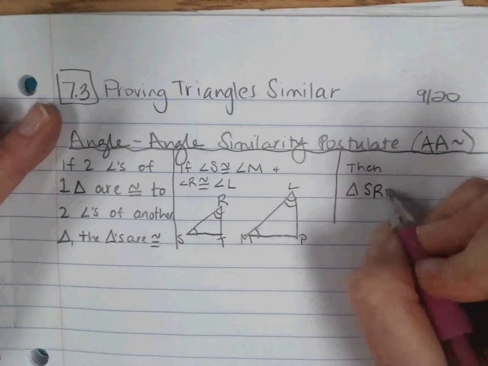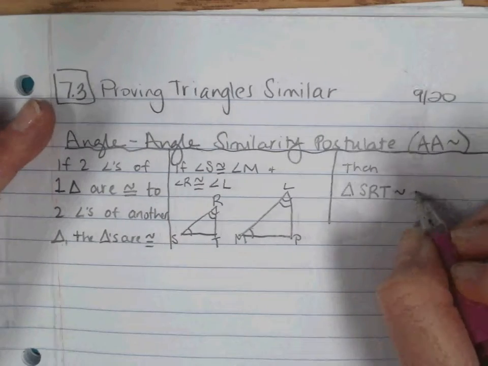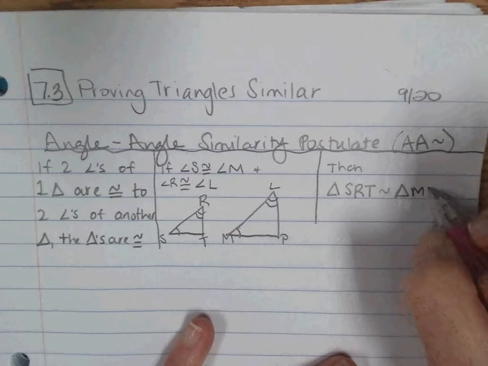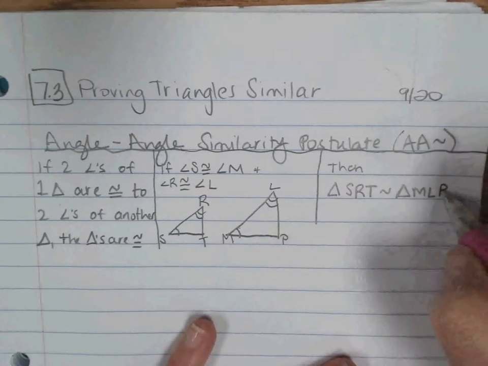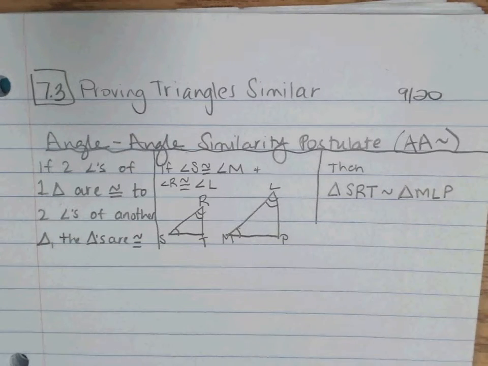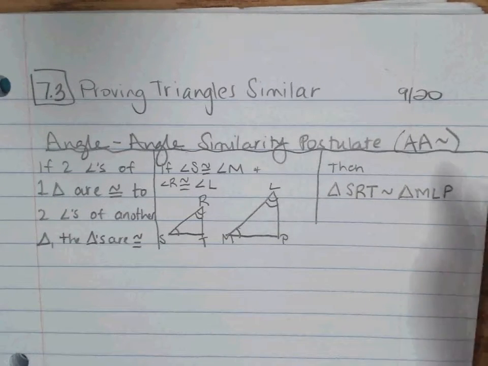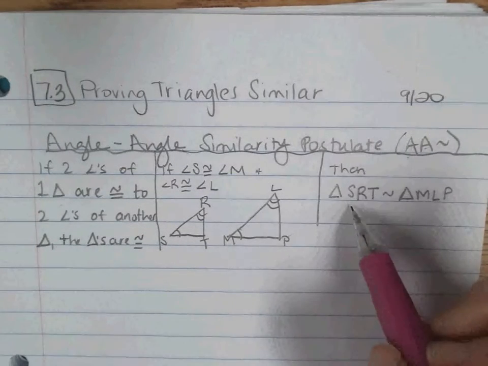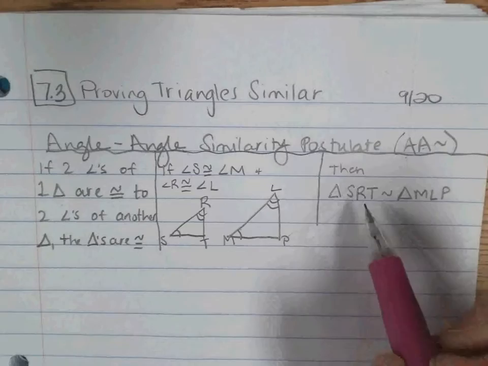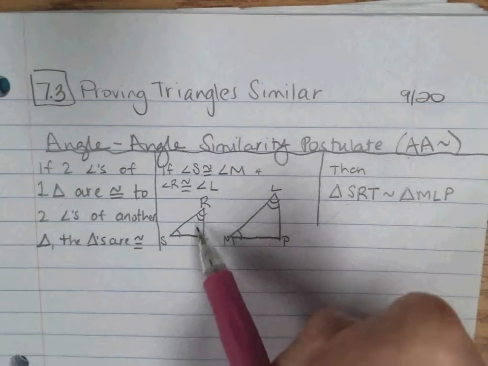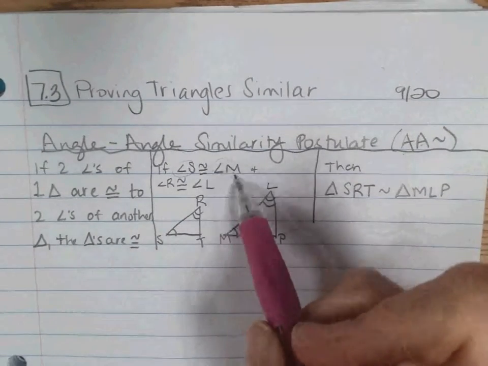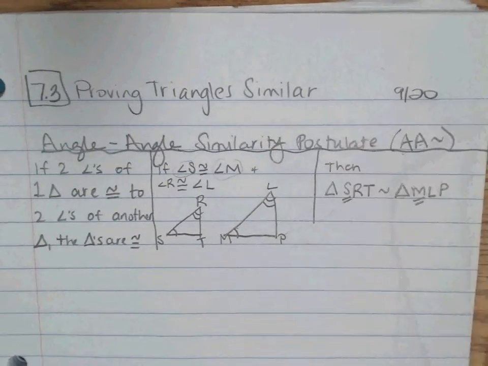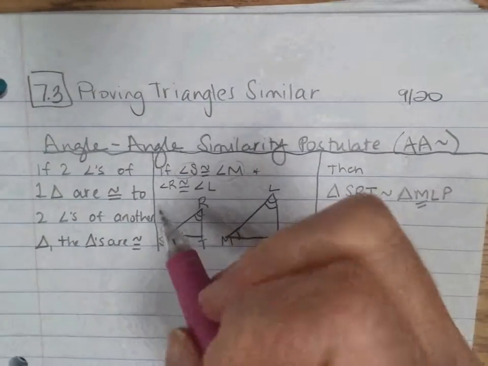triangle SRT is similar to triangle MLP. So there is our first postulate, the angle-angle similarity postulate. Notice it's really critical that you name these properly. So you see that angle S and angle M, those are congruent angles, and you can see that those are in the same position when we name the triangles.